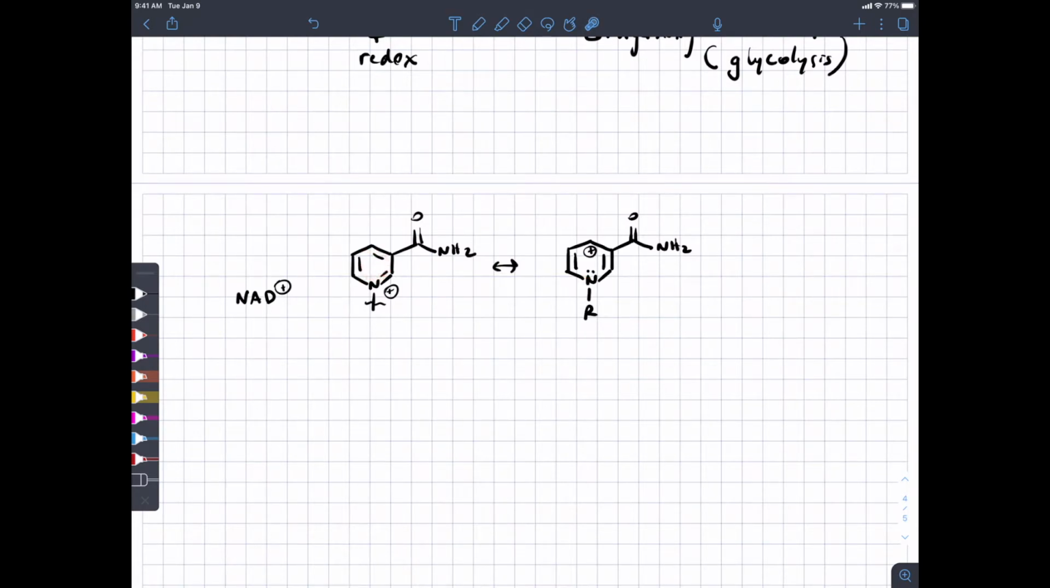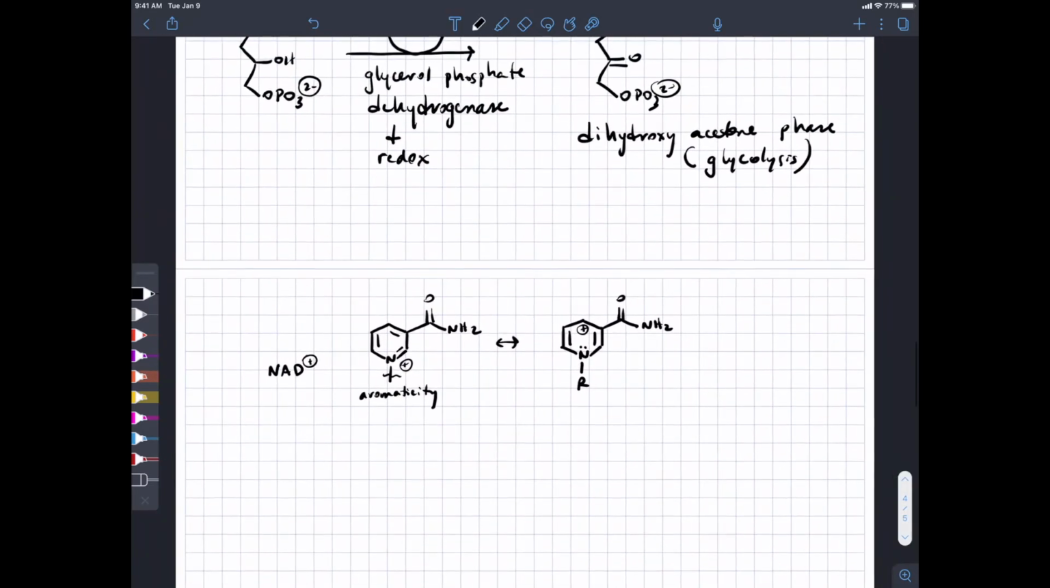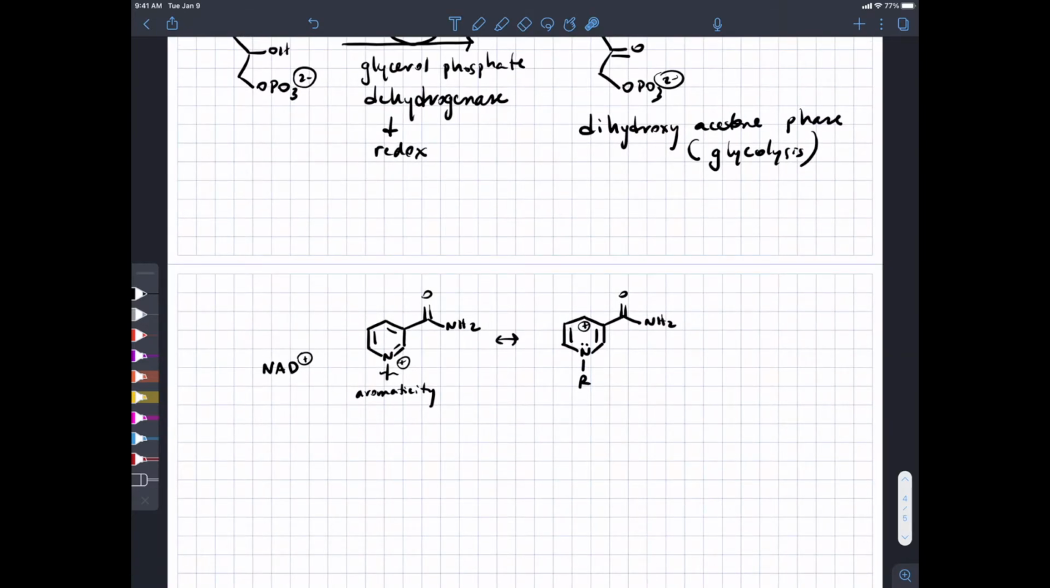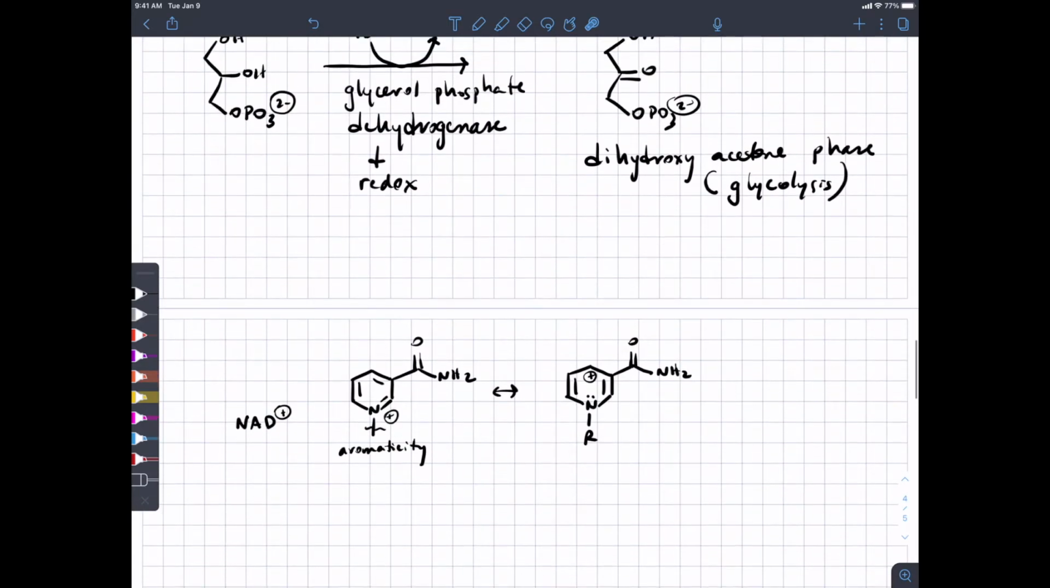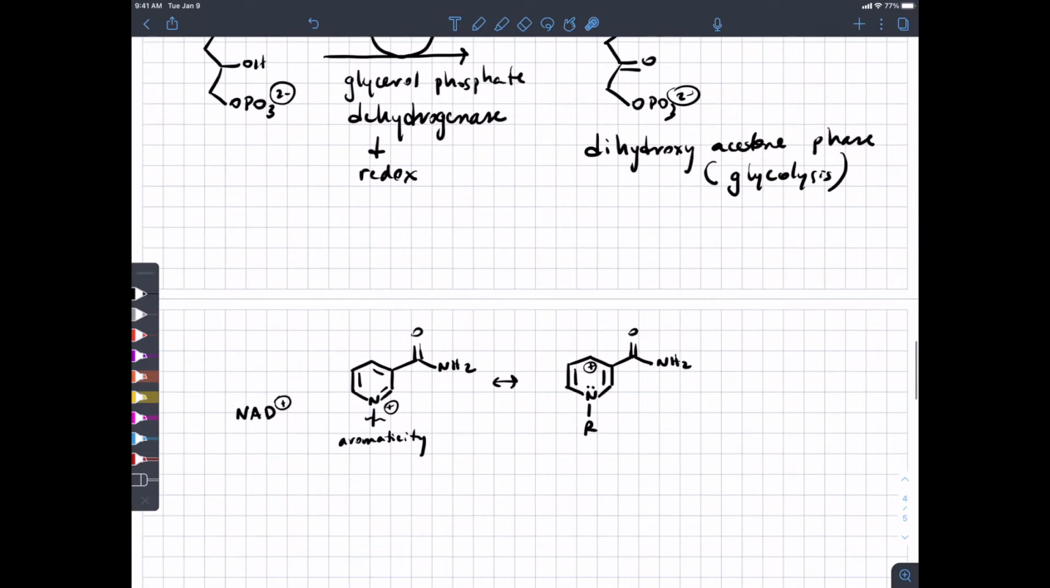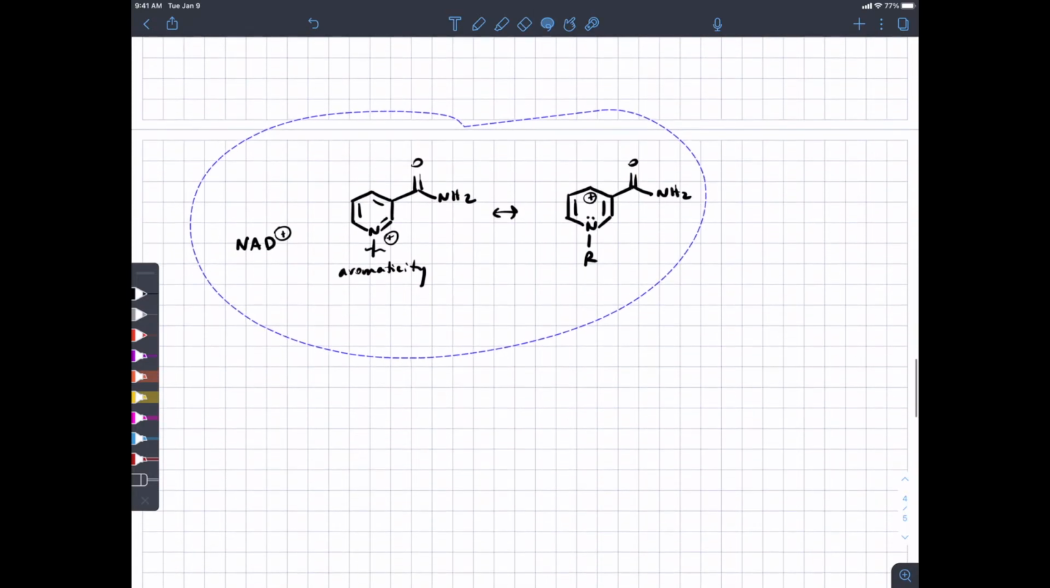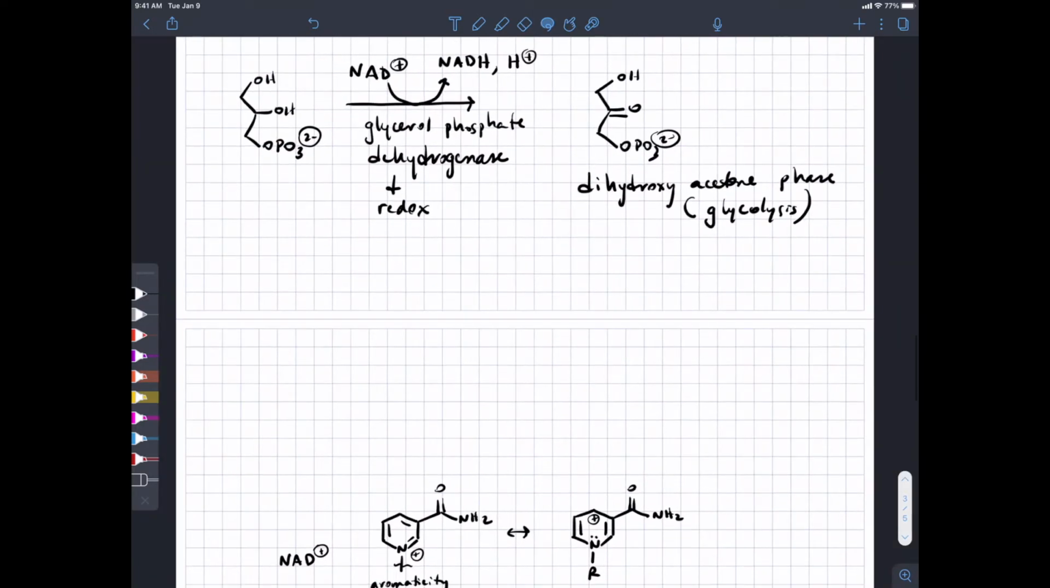The other thing you notice about NAD plus is you've got aromaticity. And the fact that NAD plus is aromatic helps control the oxidation potential and helps make it favorable for NAD plus to participate in oxidation reactions and for NADH to participate in reduction reactions.